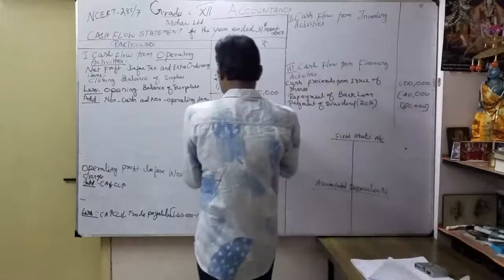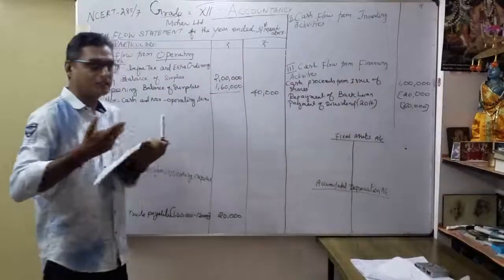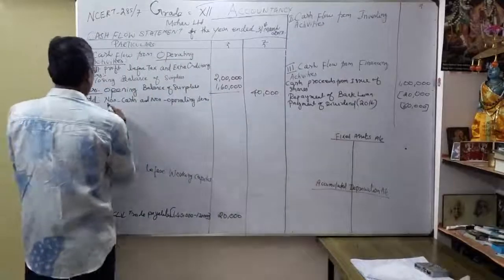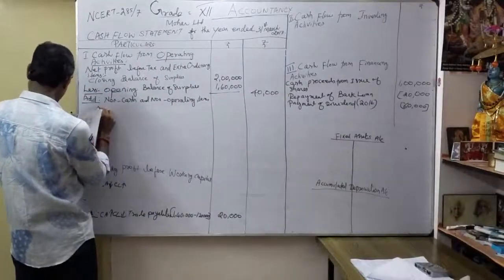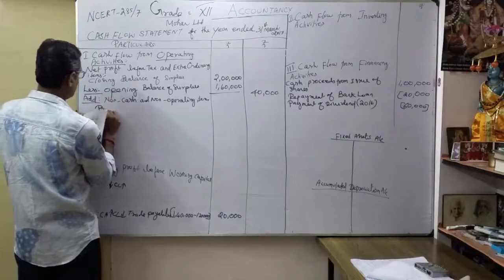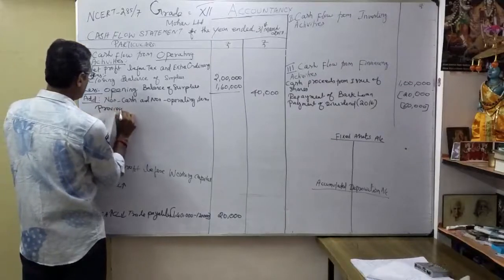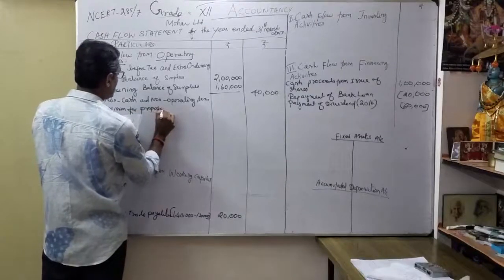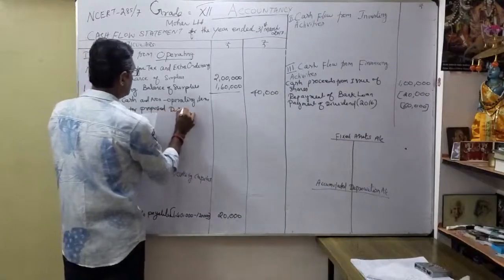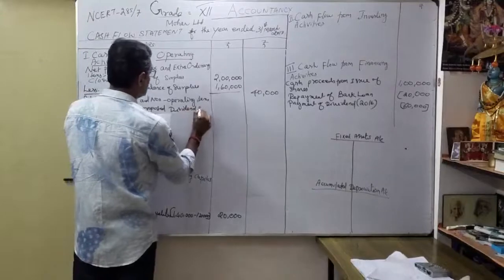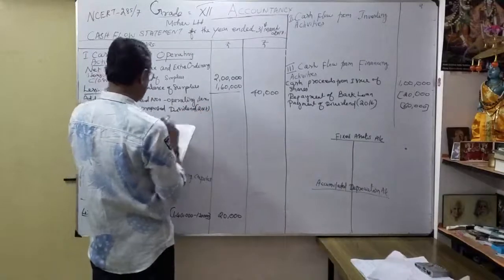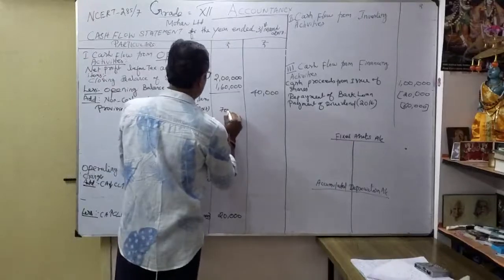So for 2017, that is the provision for the current year. We are going to pay it next year. So for that we are going to add here. Add what? That is the proposed dividend. Provision for proposed dividend. This is 2017. So how much? 70,000. Now, understood the logic here?